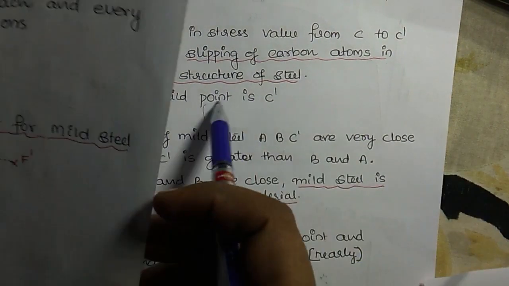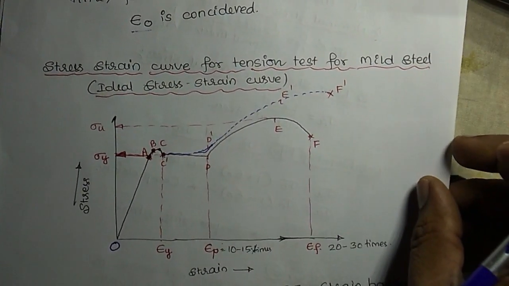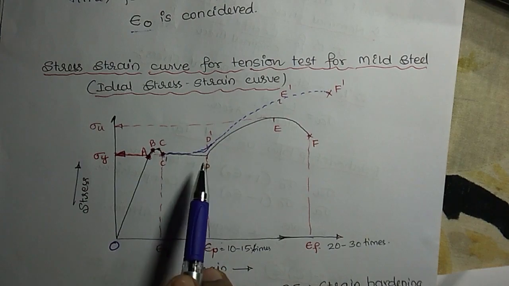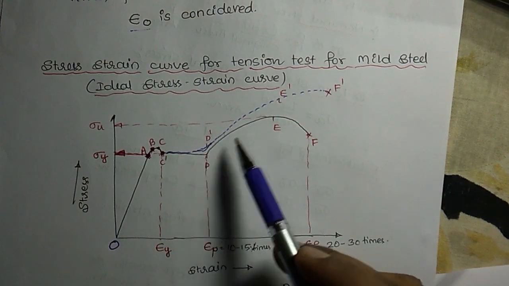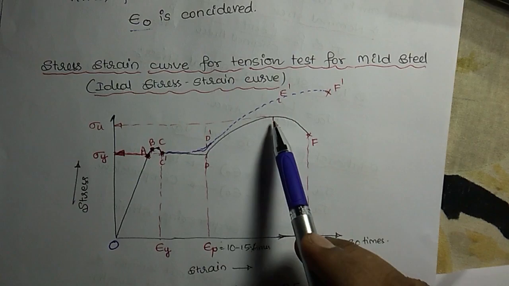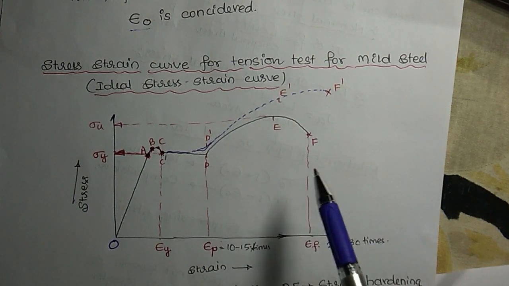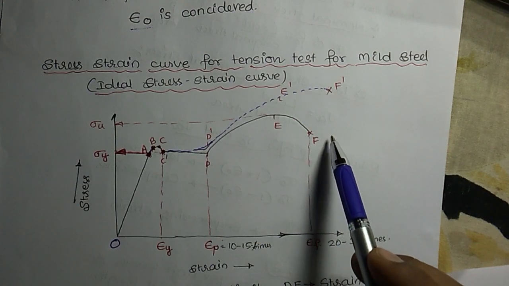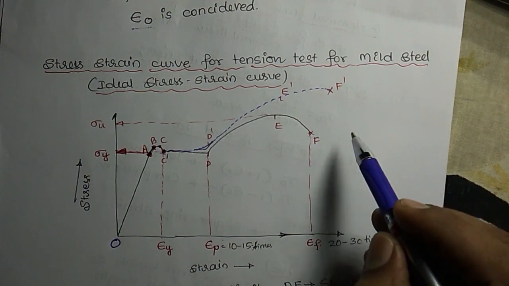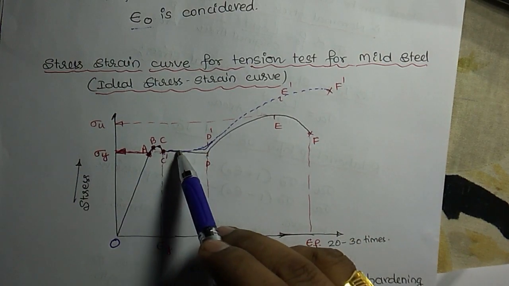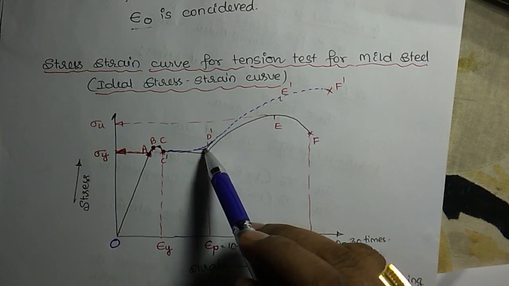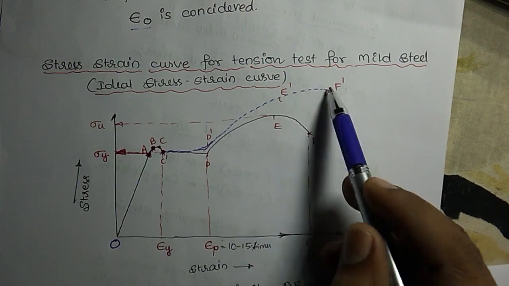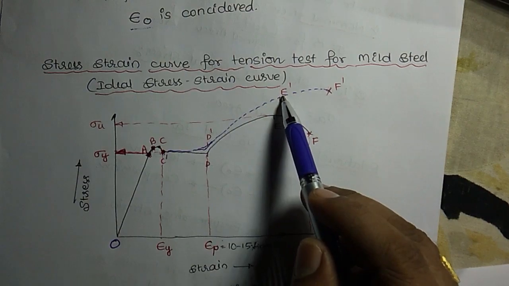Coming back to our stress strain graph, the range C dash to D we call the plastic range, D to E we call strain hardening, and E to F we call the strain softening region. This is the normal case, where stress is calculated based on the initial area. If stress is calculated with respect to the actual area, the stress diagram will go something like this, and the fracture point will be above the ultimate point.